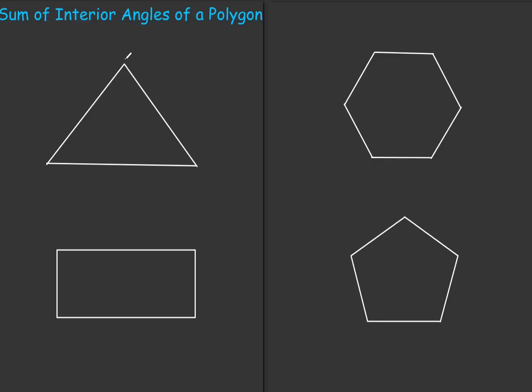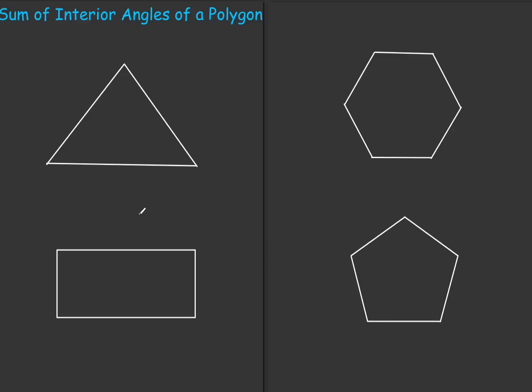Now, in our previous lesson, we looked at what a polygon is. We said a polygon is a closed figure formed by three or more line segments. So it is a closed figure. And I also introduced you to what the interior angles are.